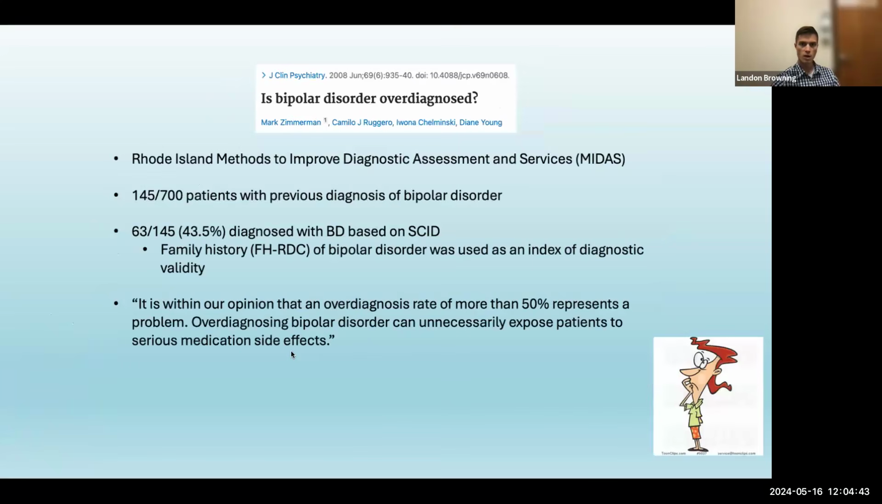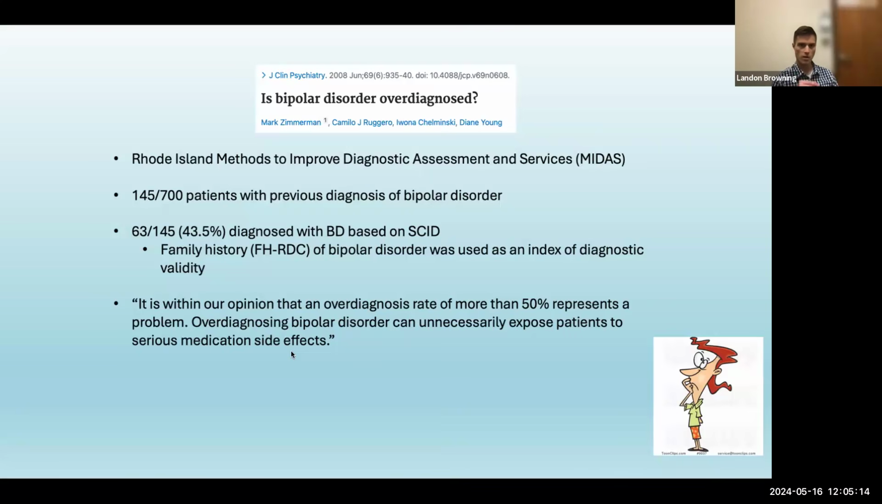Then I stumbled upon this huge study done out of Brown by Mark Zimmerman in 2008. He conducted a really large study. There's way more patients than the 700, but with the goal of using the SCID and structured interview to increase diagnostic fidelity. He published a lot of papers out of this study, but I think the most interesting findings regarded bipolar disorder and folks with previous diagnoses of bipolar disorder, including this paper, Is Bipolar Disorder Overdiagnosed?